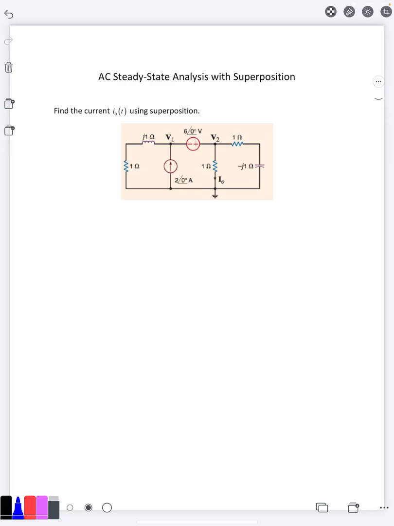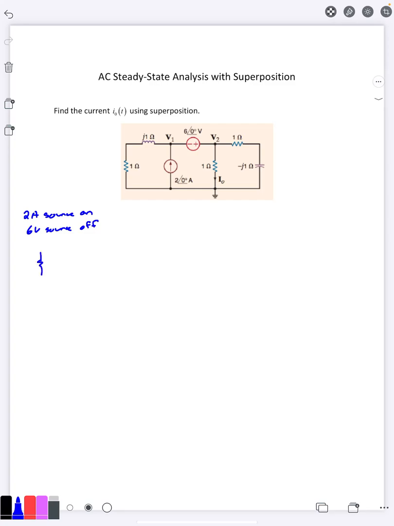In this video, we're going to solve the same circuit yet again, this time using superposition. So we have two independent sources in our problem, which means we're going to need to turn one on and one off, solve the circuit, then switch which one is on and off, and solve it again. I will start by making the 2 amp source on, which means the 6 volt source is off.